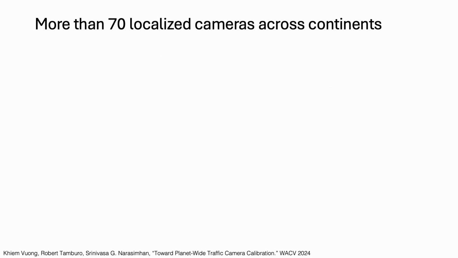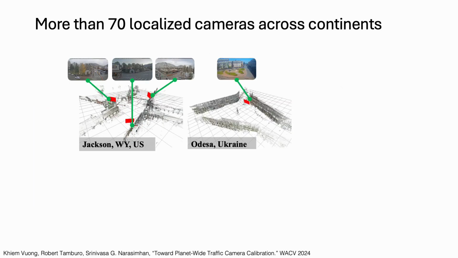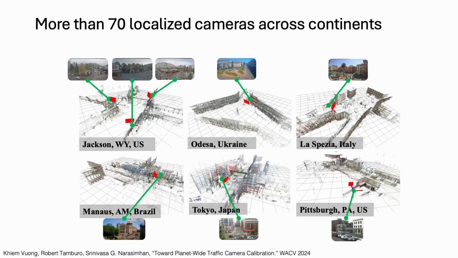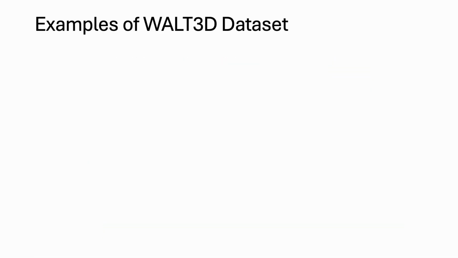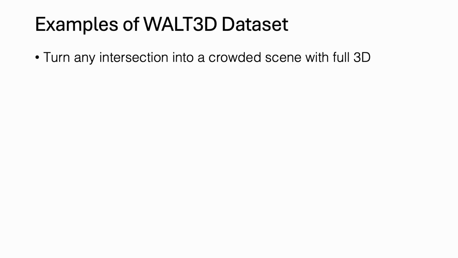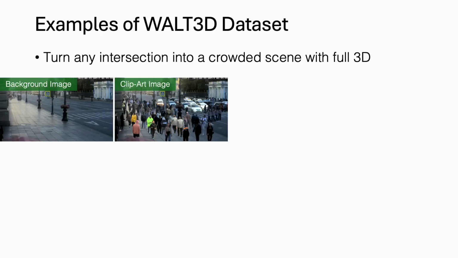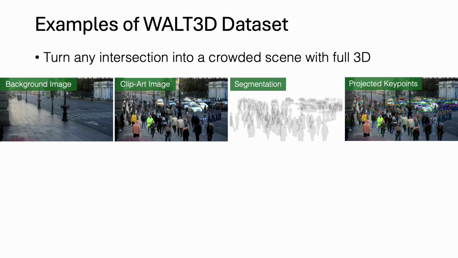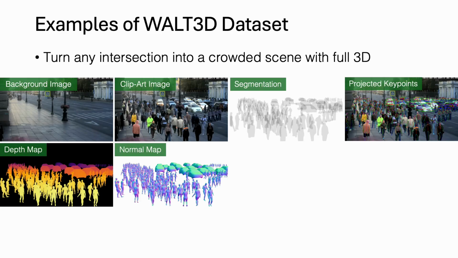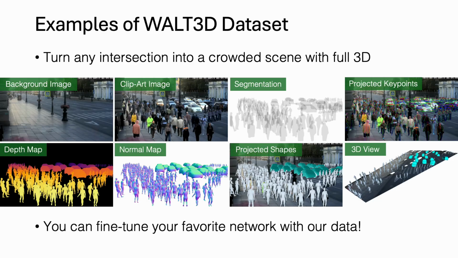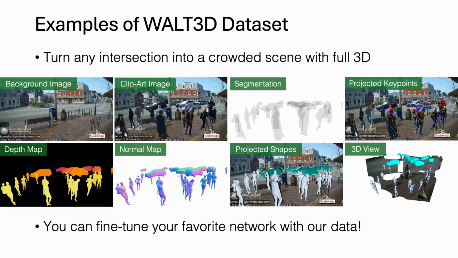We want to emphasize that this approach is very scalable. We were able to localize more than 70 cameras across multiple continents, and this number will keep growing. With our method, you can turn any intersection into a crowded scene with full 2D 3D information that you can use as supervision data. Here, on top of the background image, we created the clip art image that comes with segmentation, key points, and also depth and normal that were rendered from the object shape and pose. This data can be used to fine-tune your favorite network for your specific task. Here we show another example of another scene.